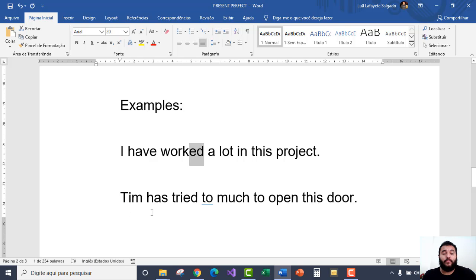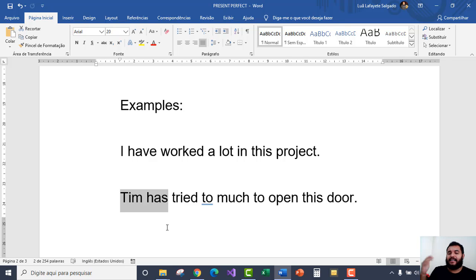Now when you are going to use a third person, Tim has. So now I have changed the word have to has, and the verb tried is a regular verb. I just put ed on the end. So, Tim has tried too much to open this door. I'm not sure about the time, if it was a long time in the past or a short time in the past.